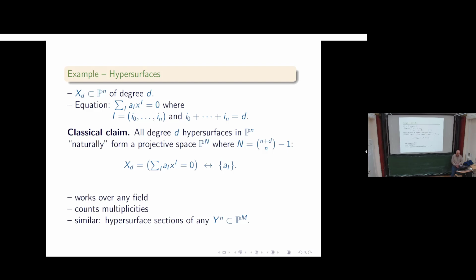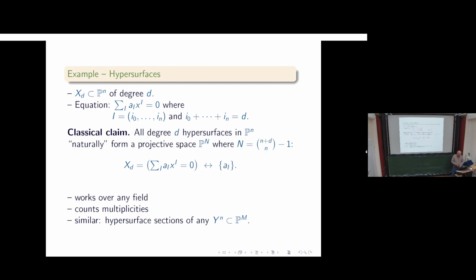Now the advantage of this description is that in some sense it is the ideal moduli problem. This works over any field. The points of the projective space automatically know which hypersurfaces can be defined over that field. And this includes hypersurfaces with multiple components, where we count components, not just the underlying sets. And there is a similar description for the hypersurface sections of any variety.